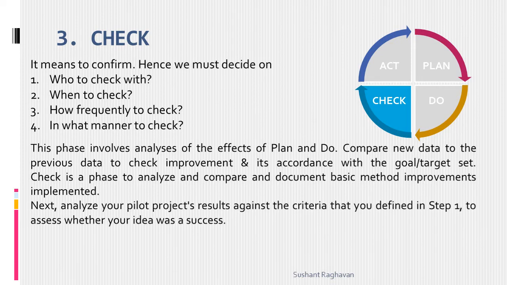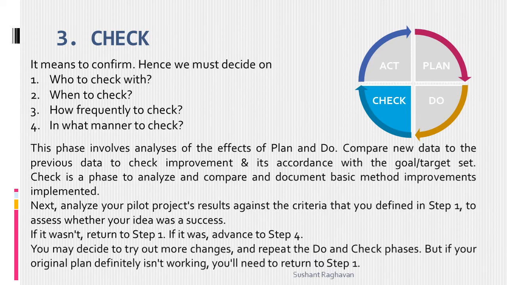Next, analyze your pilot project results against the criteria that you defined in step 1 to assess whether your idea was a success. If it wasn't, return to step 1. If it was, advance to step 4. You may decide to try out more changes and repeat the do and check phases. But if your original plan definitely isn't working, you will need to return to step 1.